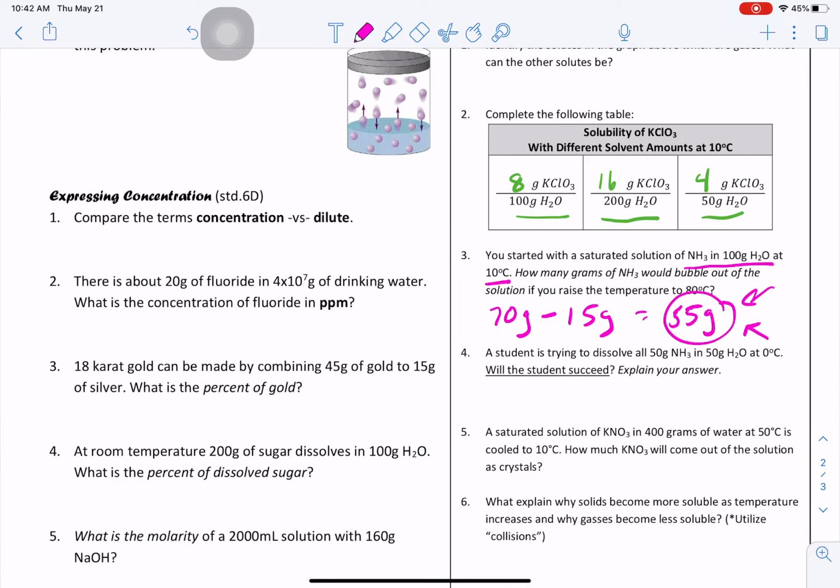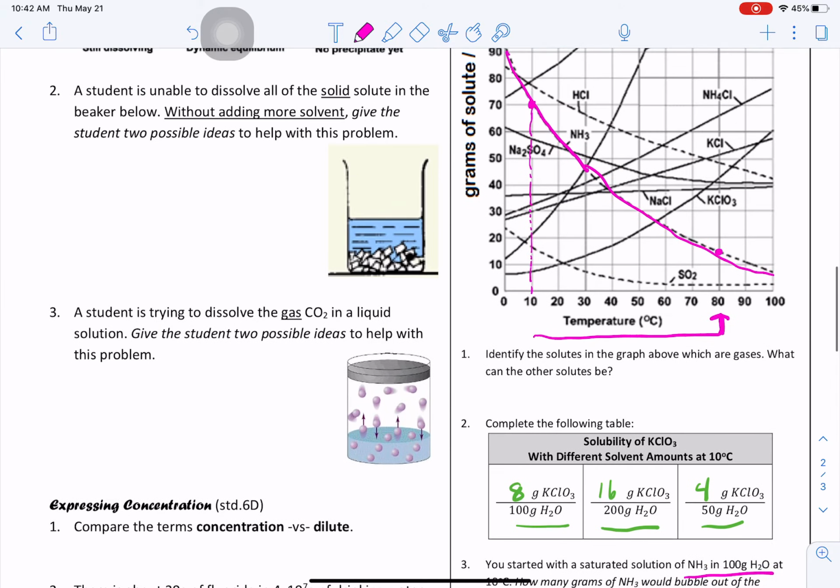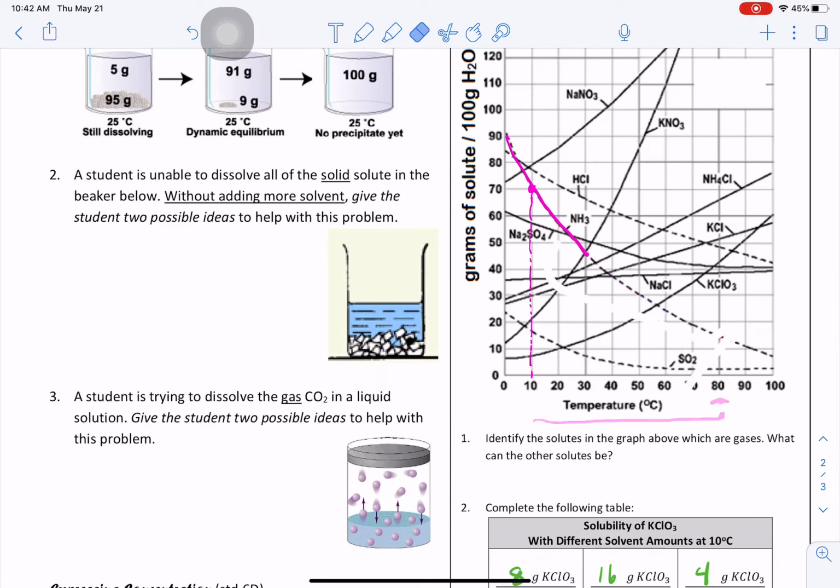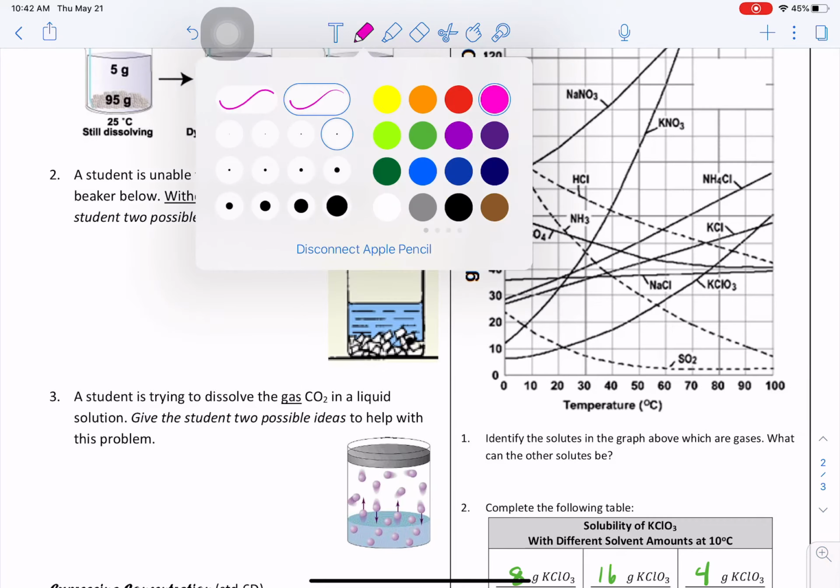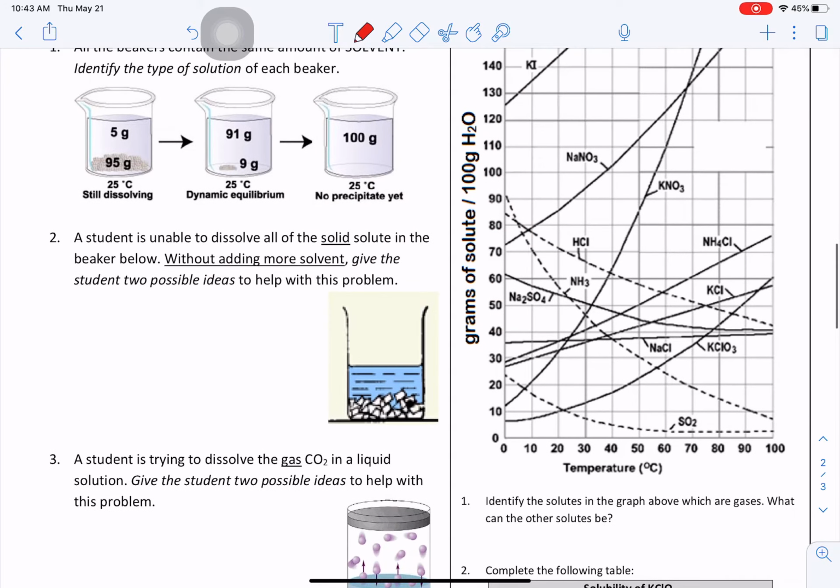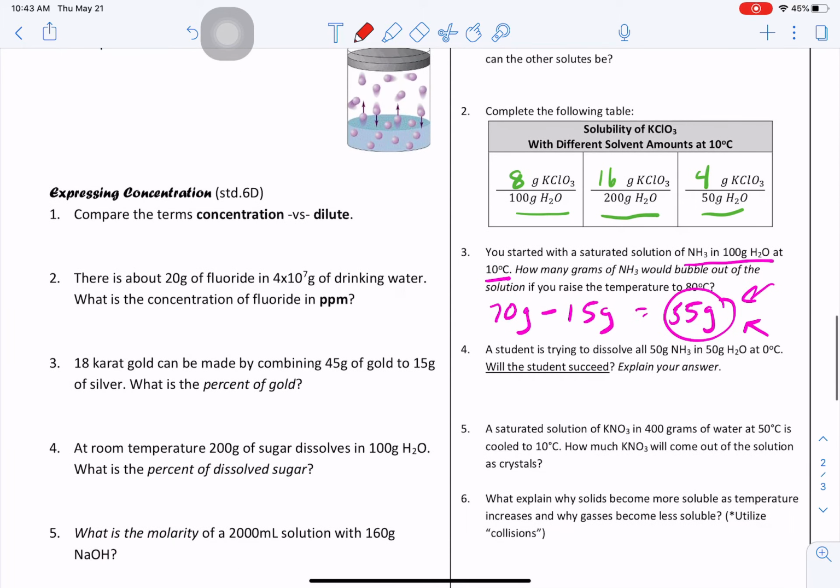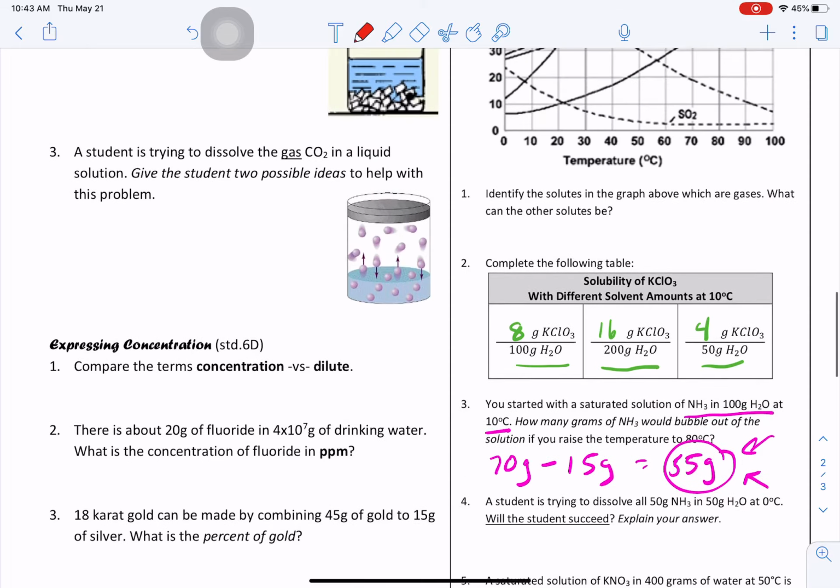Number 4, a student is trying to dissolve all 50 grams of NH3 in 50 grams of H2O at 0 degrees Celsius. Will the student succeed? So can we dissolve 50 grams of NH3 in 50 grams of H2O at 0 degrees Celsius? All right, so we aren't looking at 100. We are looking at 50. So that's going to be half, whatever it is, half that, right? So we got to look at NH3, and we got to look at 0 degrees Celsius.